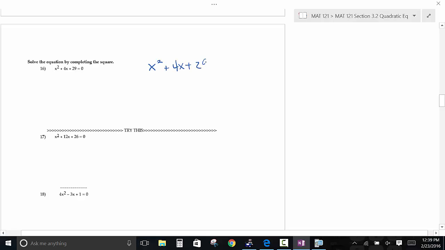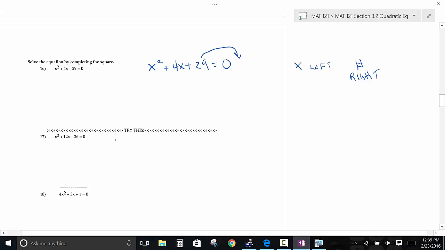What you always want to do on this is you want to have x's on the left side and any number on the right side, like this. You start this way. There's two things you always want to do. So if you have a 29, move it to that side.